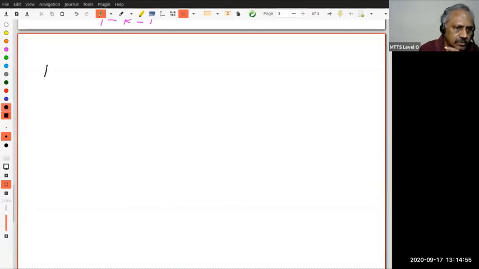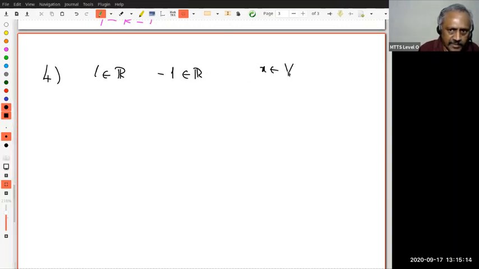Now let's go to the fourth. So now let us look at the number 1 in R, the scalar 1. Let minus 1 be the additive inverse of 1 in R. Now let x be any vector in V. Then minus 1 times x must be a vector in V. Right. Now what is it that we want to claim? We want to say minus 1 times x is minus x.